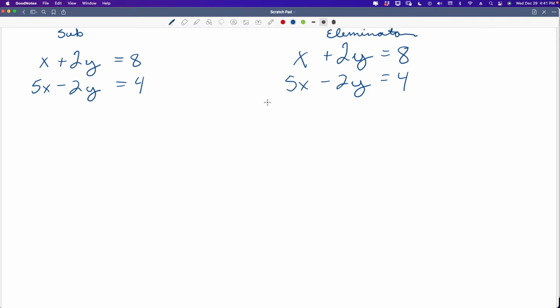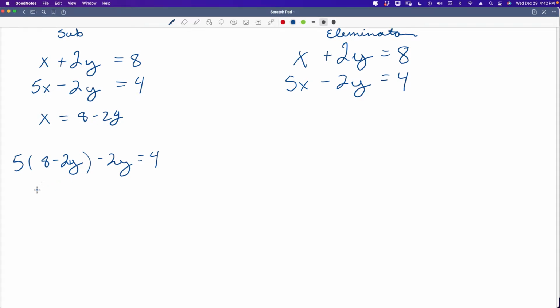All right. So with substitution, we would solve this to be x equals 8 minus 2y, right? Remember that? We would subtract 2y from this side and 2y from this side. So we get x is equal to 8 minus 2y, and then we would substitute that in. And we would say 8 minus 2y times 5 for this term minus 2y is equal to 4. So we just took this and we subbed in the value of x here.